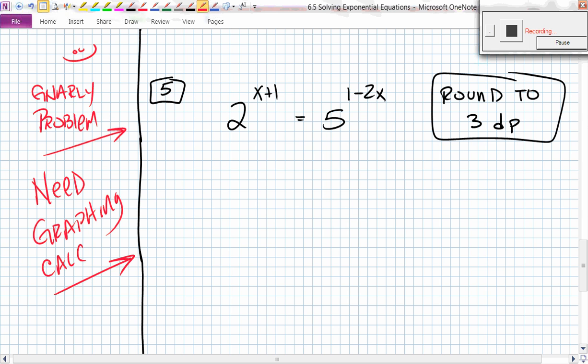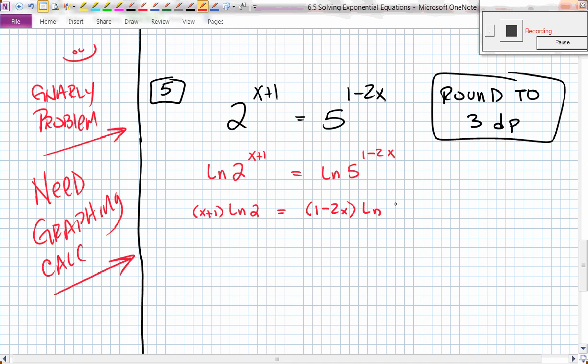I got 2 to the x plus 1 equals 5 to the 1 minus 2x. We're going to take the natural log of both sides first, just like we did before. So, the natural log of 2 to the x plus 1 is equal to the natural log of 5 to the 1 minus 2x. And again, we do that because we can now use the properties of logs. So I'm allowed to bring this down, say x plus 1 times the natural log of 2 is equal to 1 minus 2x times the natural log of 5.